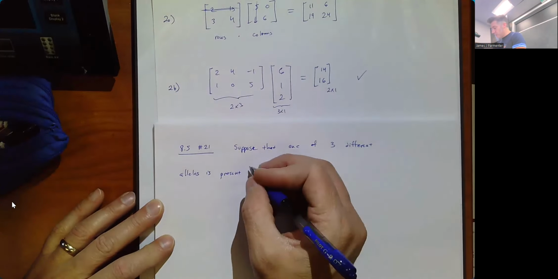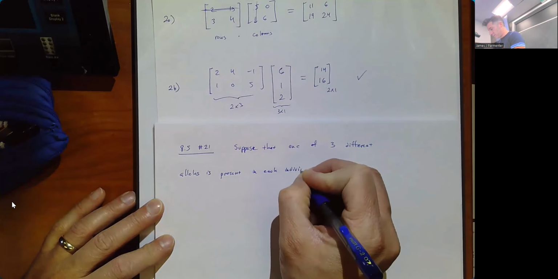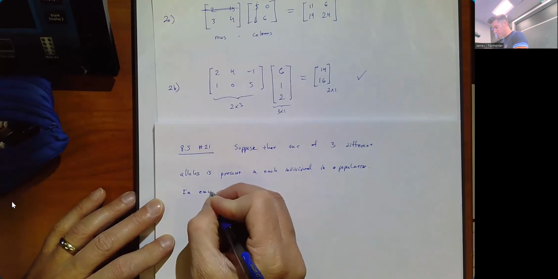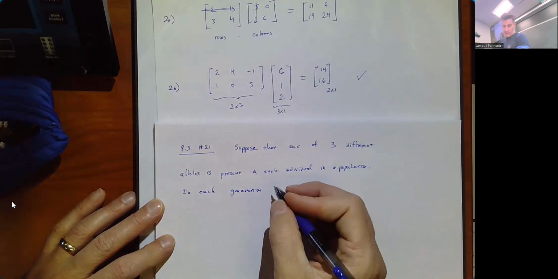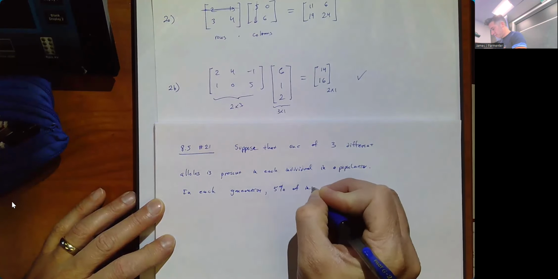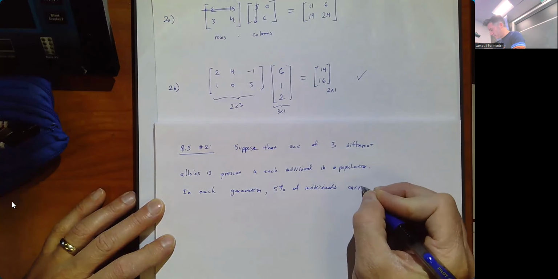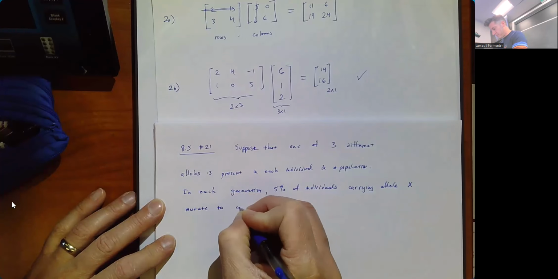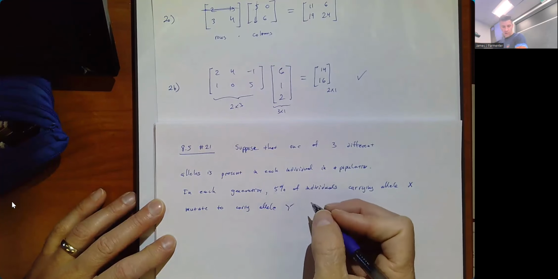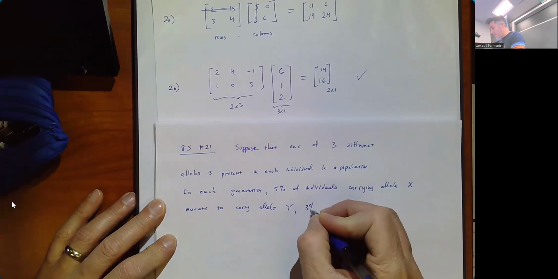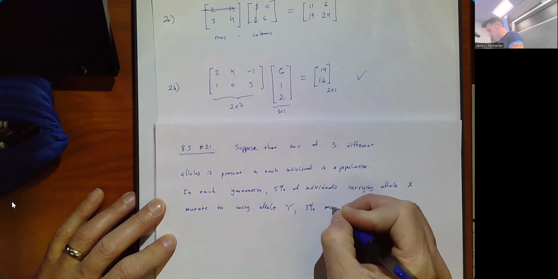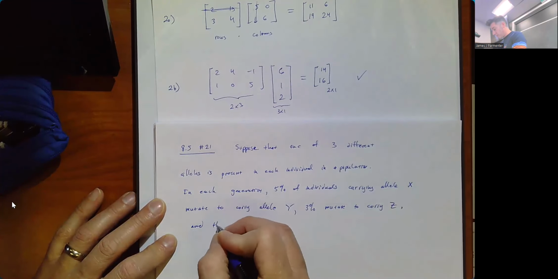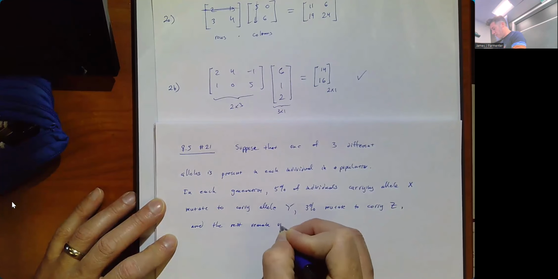Suppose one of 3 different alleles is present in each individual in a population. In each generation, 5% of individuals carrying allele X mutate to carry allele Y. And then 3% of those with X mutate to carry Z. And the rest of the X's, the other 92%, remain unchanged or unmutated. I think that sounds better.